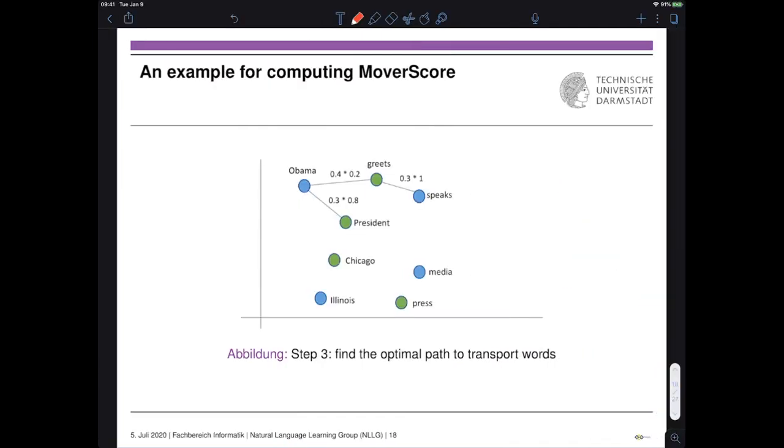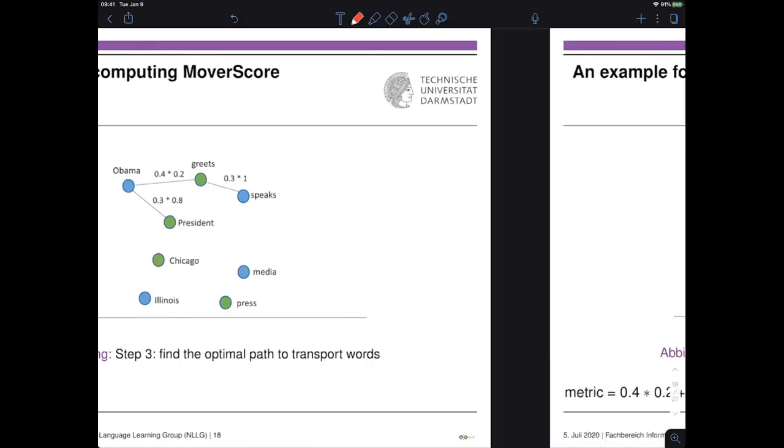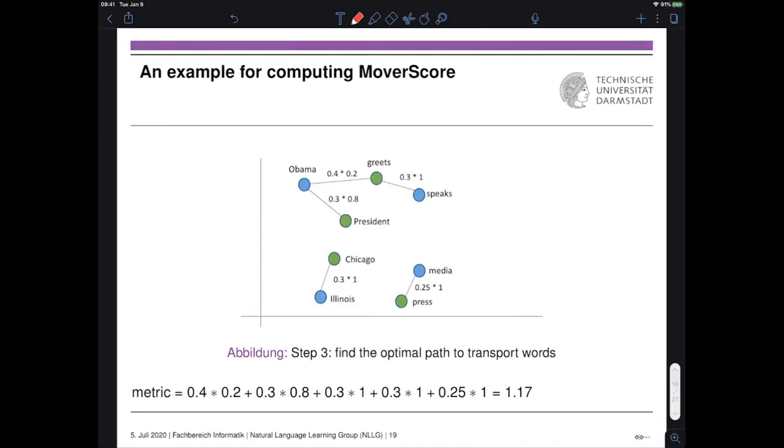Instead of greedy one-to-one alignment, we turn to optimal many-to-many alignment, which we assume more precisely reflects the semantic distance between two texts. For example, we say Obama is 80% related to president and 20% related to grades. Then we do this repeatedly until we find our word alignments. Then we sum them up to get the final semantic distance score.